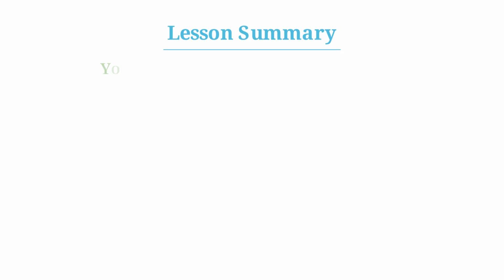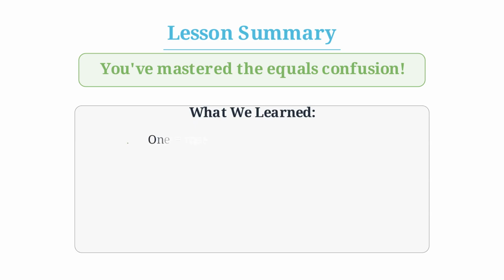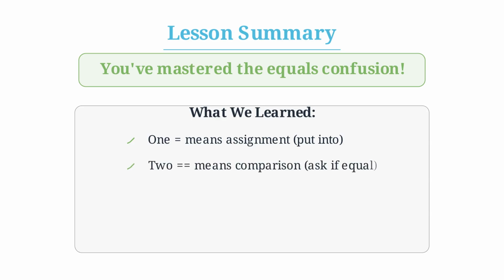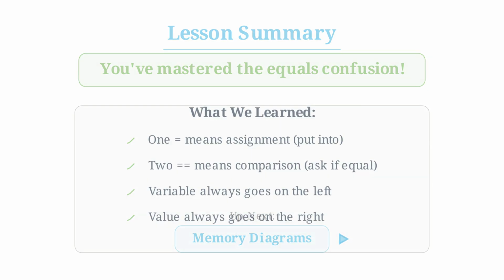Perfect. You now know that 1 equal sign means assignment. Put into. 2 equal signs mean comparison. Ask if equal. Variables always go on the left, values on the right. You've conquered Python's biggest beginner confusion. Next up, visualizing memory with diagrams.